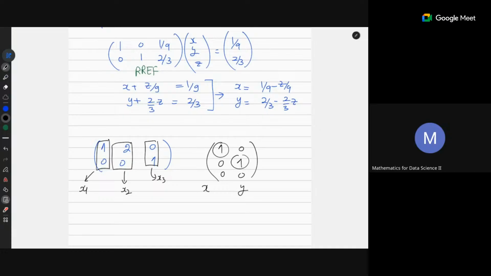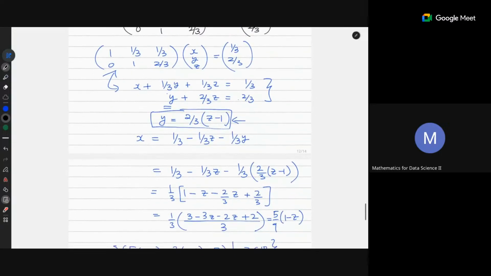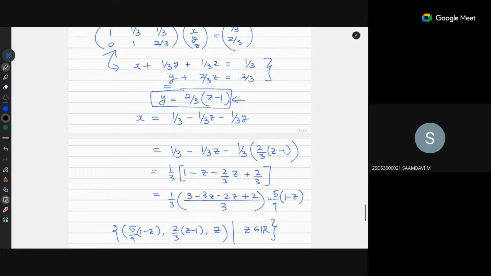Got it? Okay. Sambhavi, do you have anything to ask? Yes, sir. Actually, previously when we calculated y, there is some mistake. y is 2 by 3 into 1 minus z. Where? Can you tell me where it is? Here, the value of y is 2 by 3 into 1 minus z. So where you have put the arrow. It's not 1 by z, it is 1 minus z. Right.